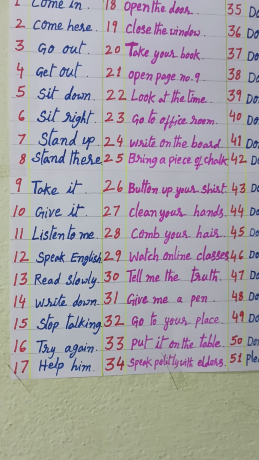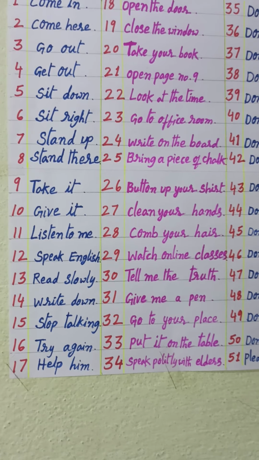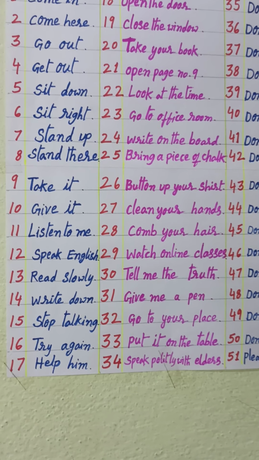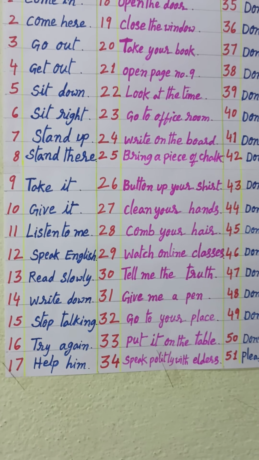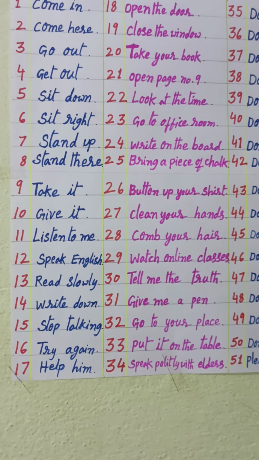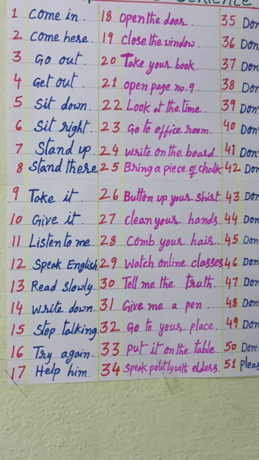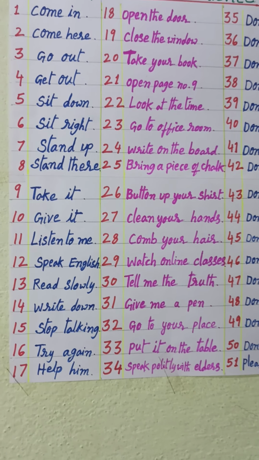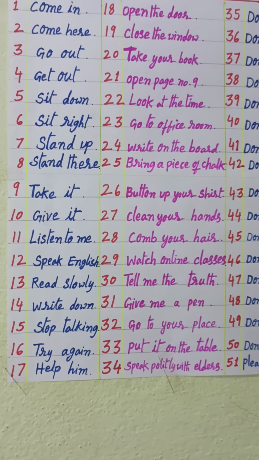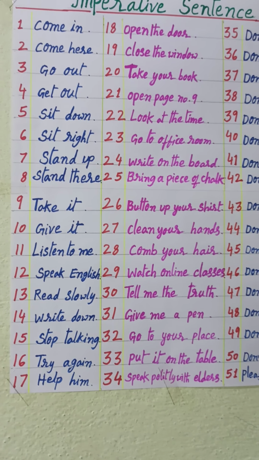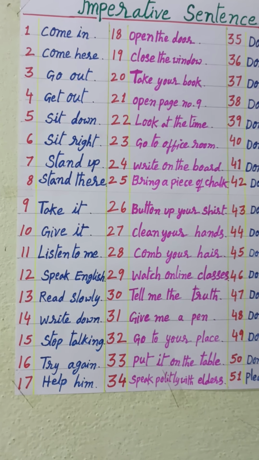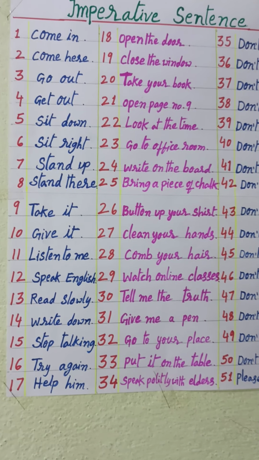In the place of it, some other items also, like that. Put your notebook on the table. Put your pen on the table, like that. 34. Speak politely with elders. The 34 are positive imperative sentences.